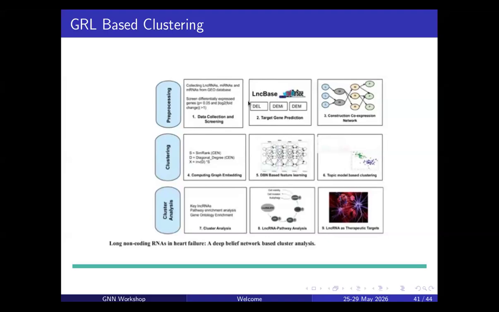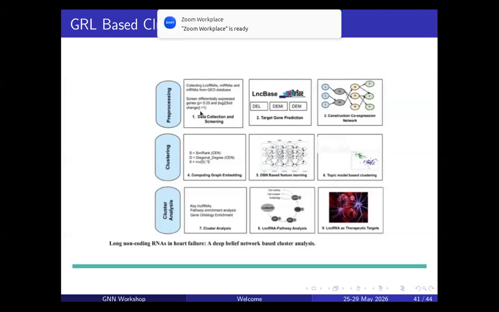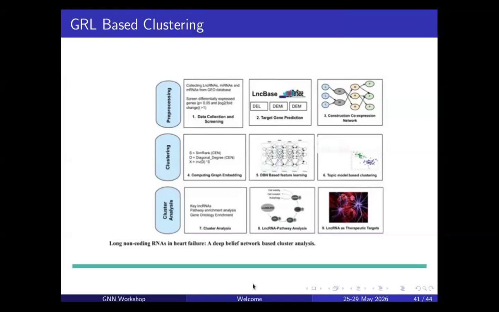Then we will do a kind of differential gene expression analysis, like which genes are differentially expressed in the disease group, and which genes are differentially expressed in the control group and the other group, the disease group.